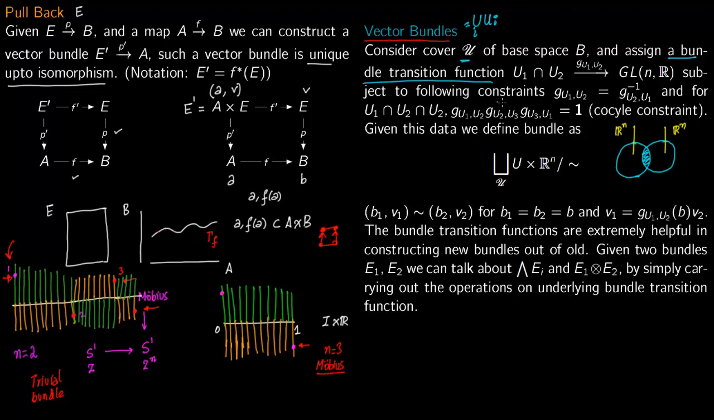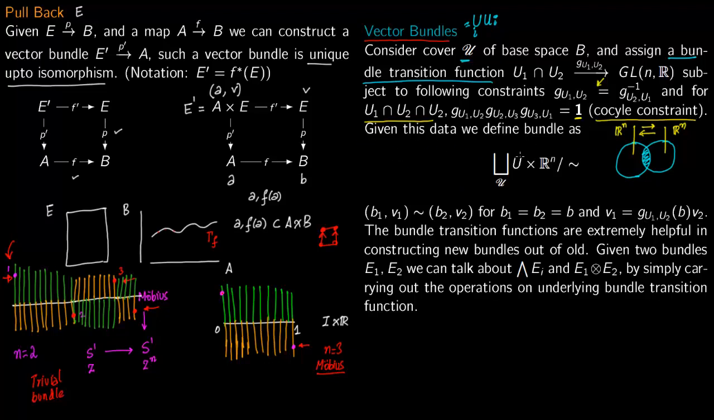Now obviously this is subject to the following constraints. It has its inverse. If you go from here to here, you should also be able to come back from here to here. That is this condition. And if you have an intersection of three sets, you can go from U1 to U2, then go from U2 to U3, and if you have to come from U3 to U1, you should get identity. So it's not that you pass over a couple of intersections and then you don't know where you ended up. So if you are going from U1 to U2, then U2 to U3, and then from U3 to U1, you should get an identity. So this is called a cocycle constraint.